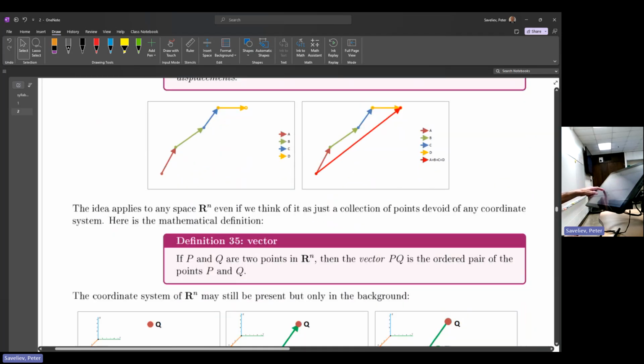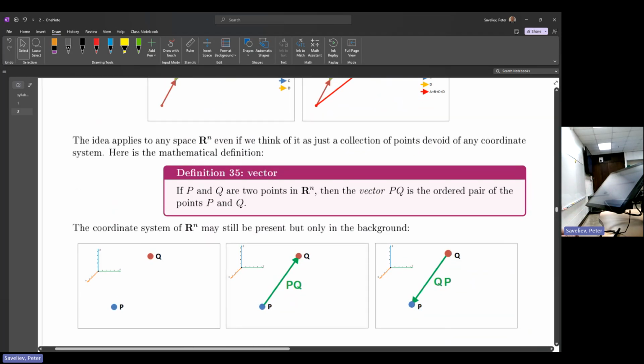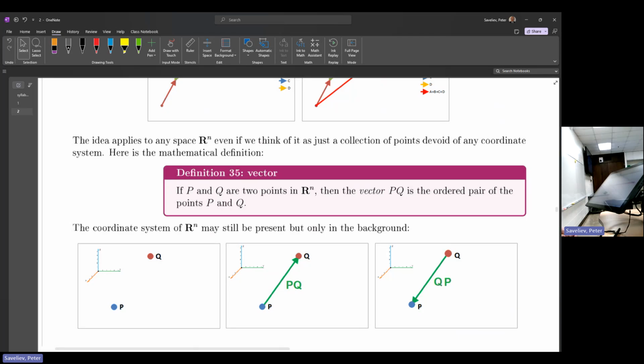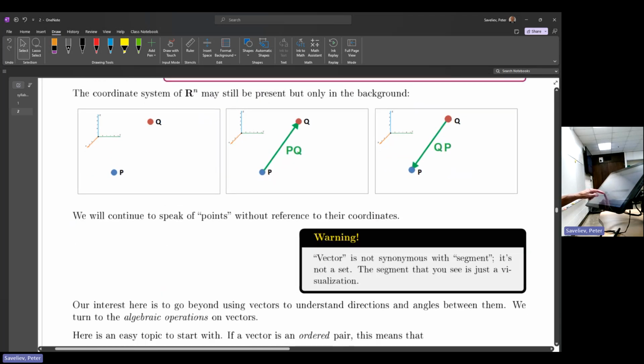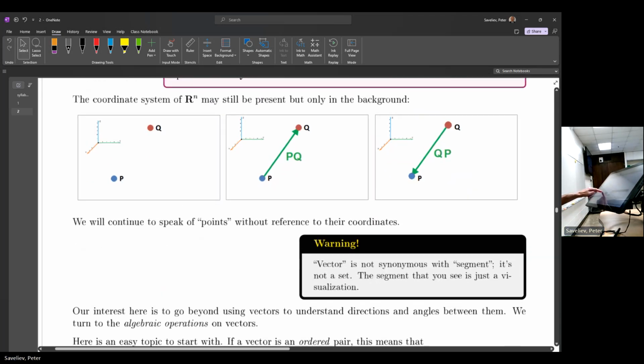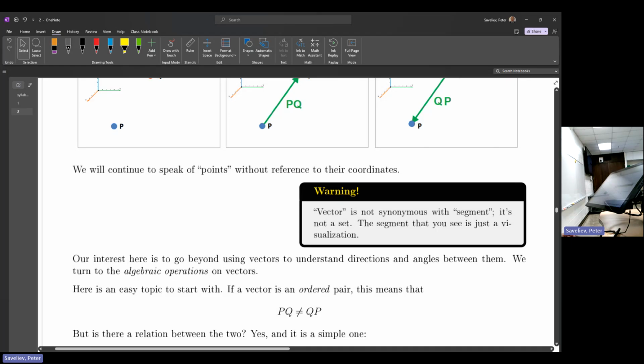But generally, that's how we speak of vectors in any dimension. It is just 2 points, and then the vector is either PQ or QP. I think that's the main question to ask. So we're not gonna worry about it, but the point is that you can do it in any dimension that you like. We stick to low dimensions. So PQ is not equal to QP.